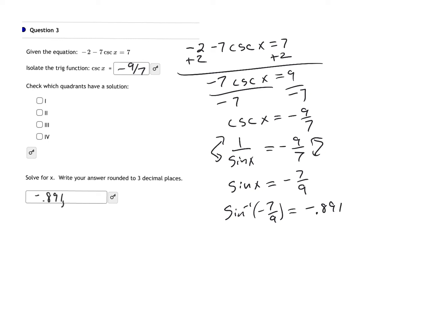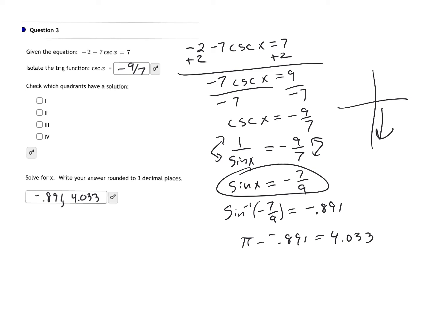Because it's sine, to find the second one, I do pi minus negative 0.891. And when you do that, you end up with 4.033. Now, in this case, I should have done this before, but we have sine, and it's equal to a negative value. Sine is negative when y is negative. Y is negative in the third and in the fourth quadrants, so third and fourth quadrant will be your answer for that.